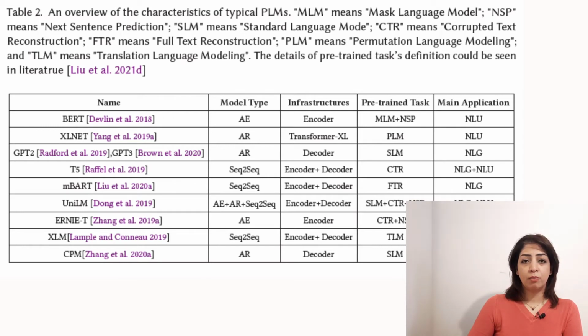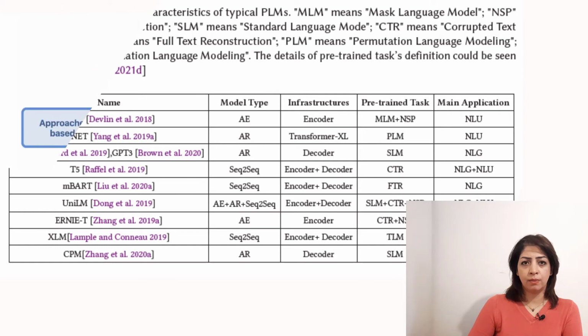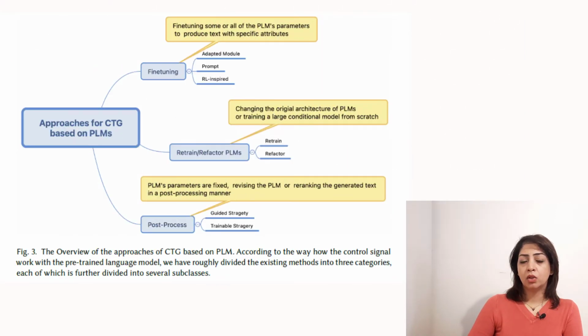Researchers provide a comprehensive review on the main approaches to PLM-based CTG. The core idea of PLM-based CTG is to give the model a control signal in an explicit or implicit way to drive the generation of text satisfying the control condition. According to the way the control signal works, they have roughly divided the existing methods into 3 categories, each of which is further divided into several subclasses.